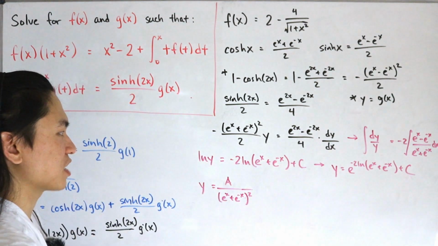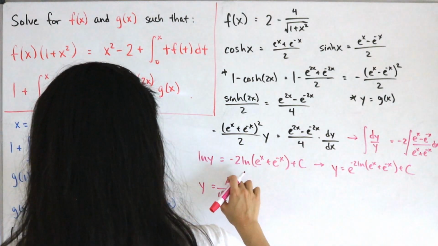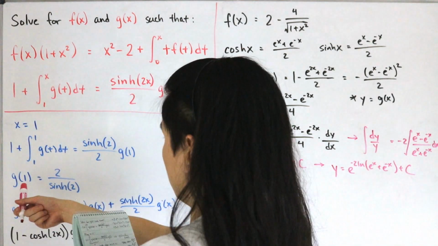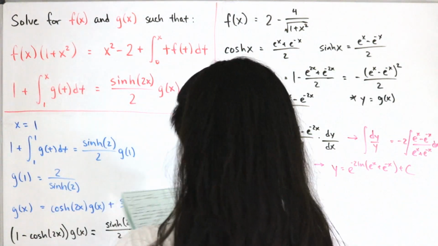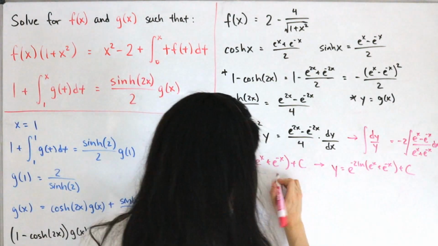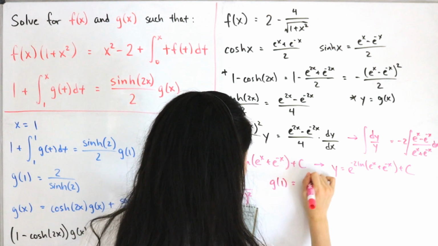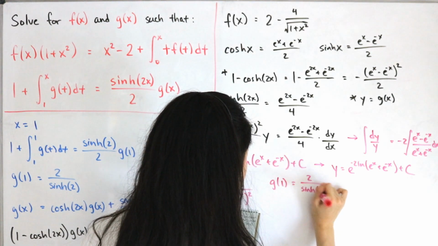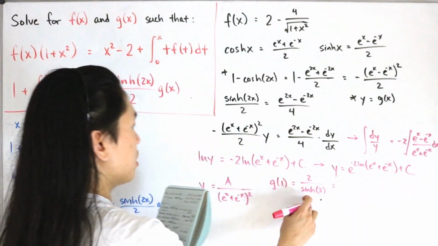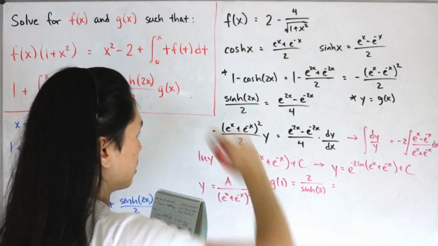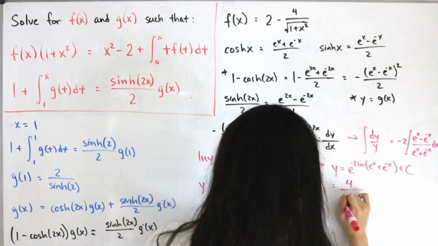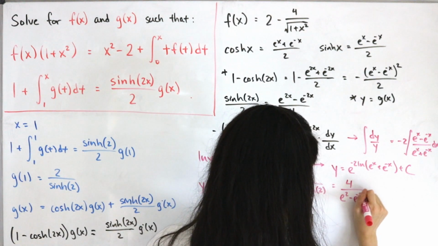Okay, so now the last thing, of course, is we want to solve for what that constant a is equal to. We have that g of 1 is equal to 2 divided by the hyperbolic sine of 2. So we can do some simplification and rewrite that. Hyperbolic sine of 2, we plug this back in. If we multiply that together, I have that this is 4 divided by e to the power 2 minus e to the negative 2.